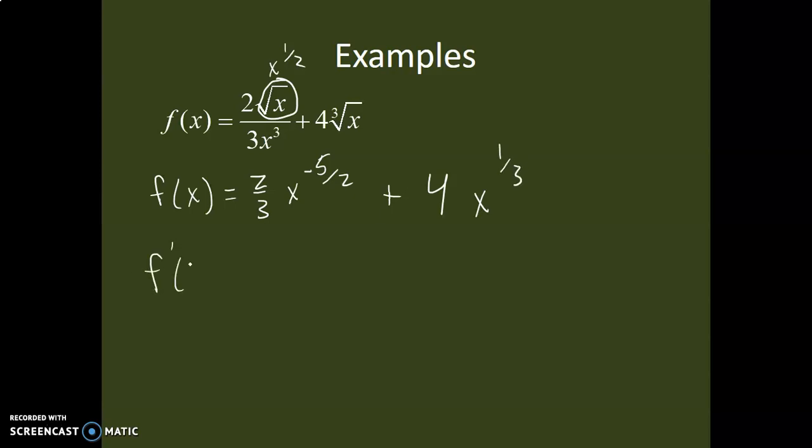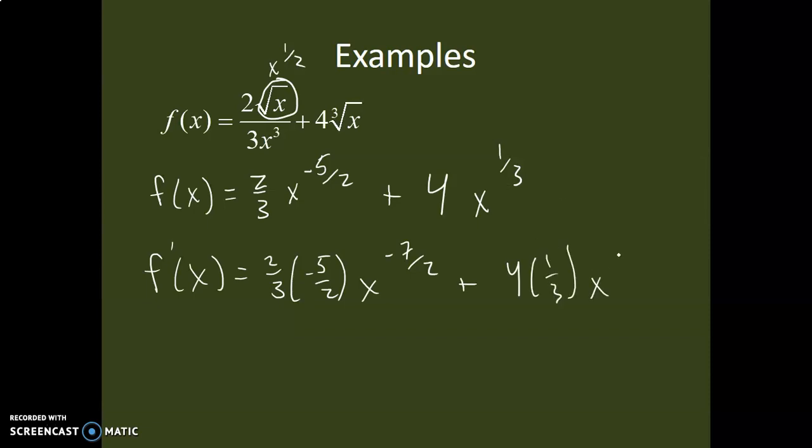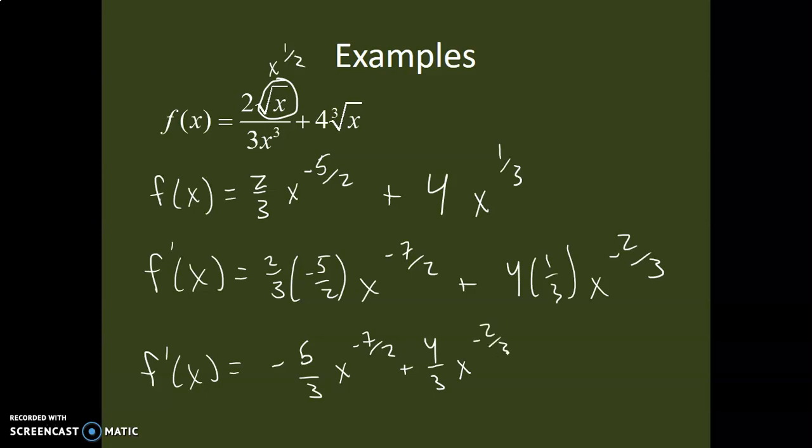When I take the derivative, 2/3 times -5/2 times x, and then we're going to drop it, so it's going to be -7/2. And then 4 times 1/3, and we're going to drop this one from 1/3 down to -2/3. Again, technically this is fine. It would probably be simplified. So the 2's would cancel out: -5/3 x to the -7/2 plus 4/3 x to the -2/3.